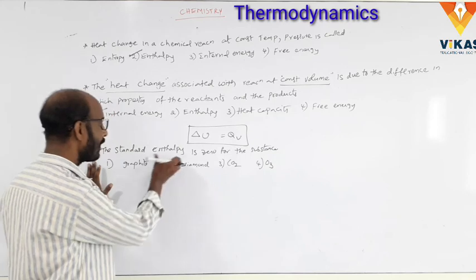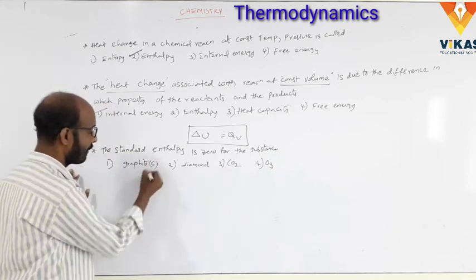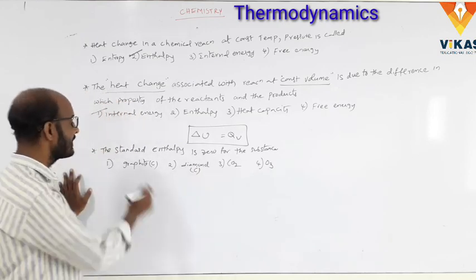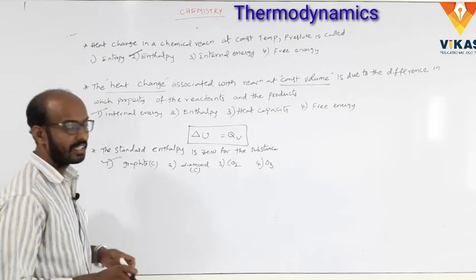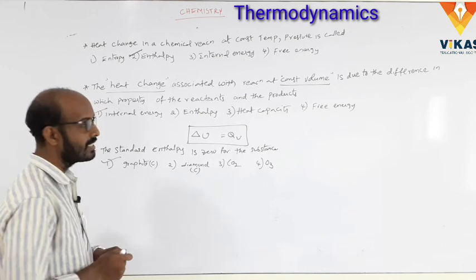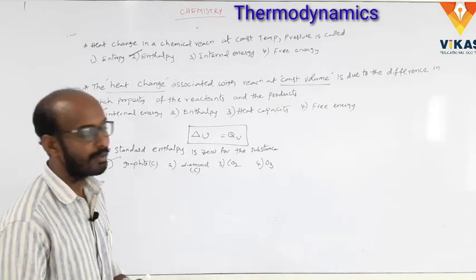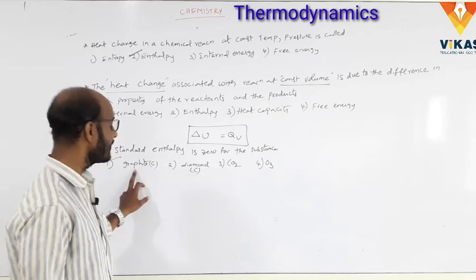The standard enthalpy is 0 for which substance: graphite C, diamond C, carbon dioxide, ozone. Here the standard enthalpy is 0 for the substance graphite. Why? Compared with graphite and diamond, graphite is very stable, with very little energy. So the standard enthalpy is 0 for graphite.